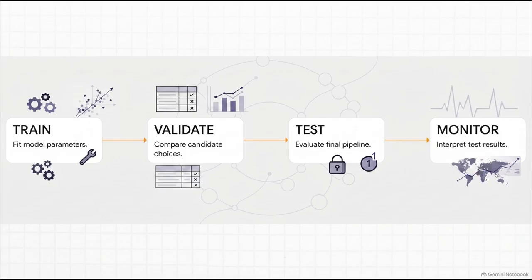Okay, let's see how this all builds into a complete mechanism. It works sequentially through 4 connected stages. Step 1 is train. You fit the model parameters using that training set. Step 2 is validate. You compare your candidate choices on the validation data, strictly without updating anything from the test set. Step 3 is test. You freeze the final pipeline and evaluate it exactly once on the held-out test set.